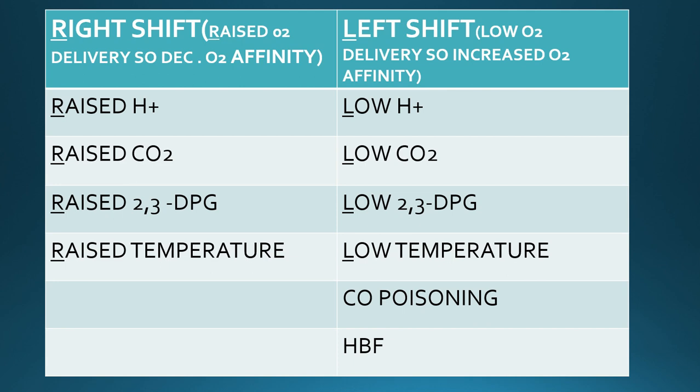So right shift means raised oxygen delivery because of any cause that causes the hemoglobin affinity for oxygen to reduce. And left shift means low oxygen delivery, ultimately meaning the increased affinity of hemoglobin for oxygen. So R for right shift, R for raised oxygen delivery. Similarly, the factors are R for raised hydrogen, R for raised carbon dioxide, R for raised 2,3-DPG, R for raised temperature. And the same goes for the left shift: low H, low CO2, low 2,3-DPG, low temperature.